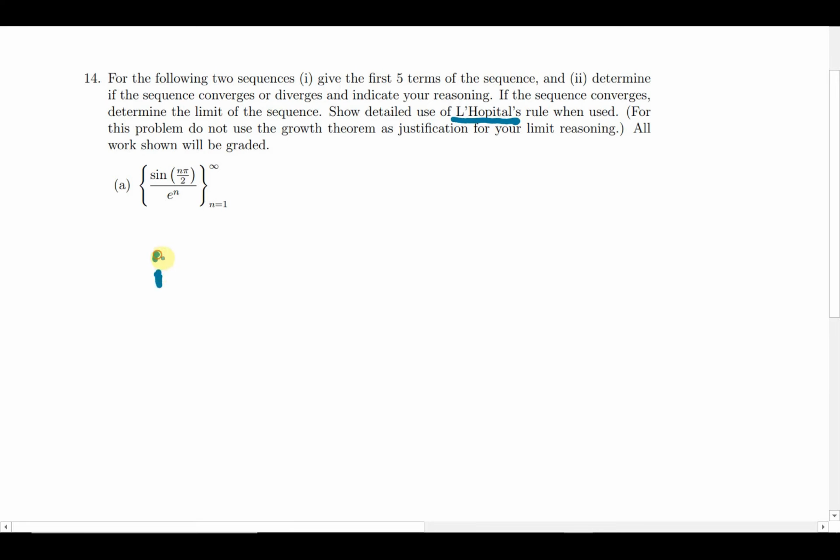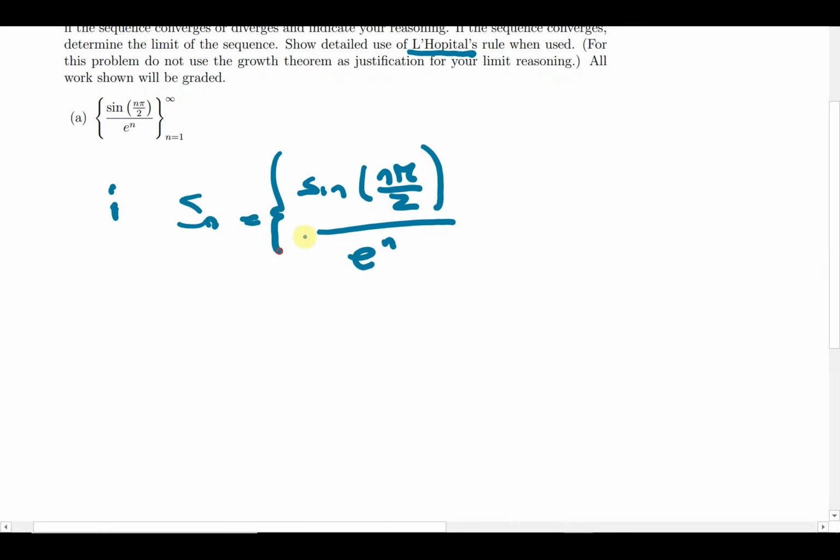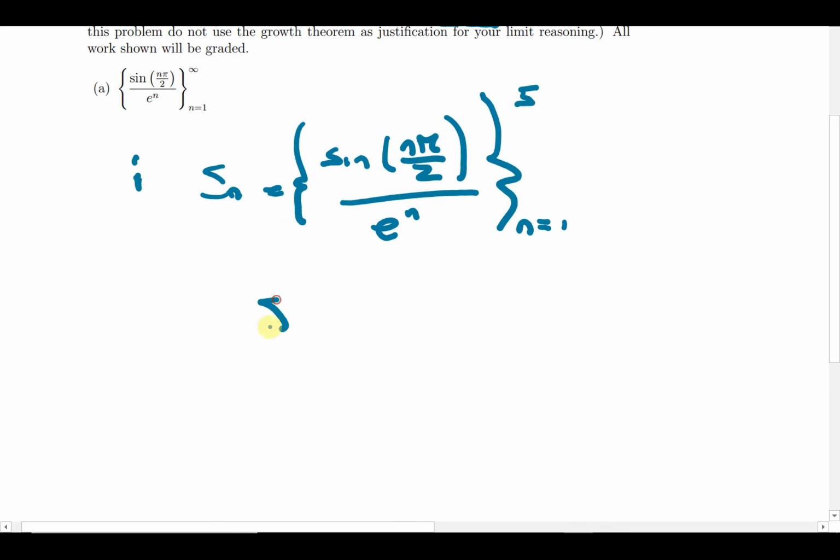So we start with 1. We're going to take s of n. We know this is sine(n pi over 2) over e to the n. So we're going to just do n equals 1, 2, 3, 4, 5. We're going to solve these first terms. If we take s1, we're going to get sine(pi over 2), that's 1 times pi over 2, over e to the 1.